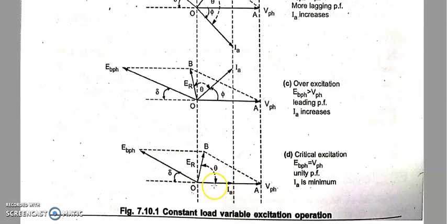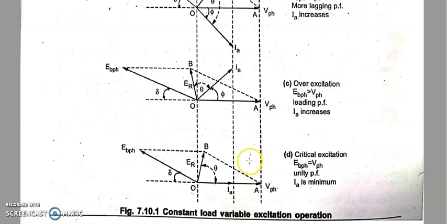Okay, so this is what we have with the fourth figure, that is critical excitation when the power factor is unity, and you can see IA is minimum only when phi is equal to 0. So what did we understand from this figure? By varying the excitation, IA value will change, phi will change, ER will change, as well as EB per phase will change, but delta remains constant. As I told you, it is a constant load condition and variable excitation.